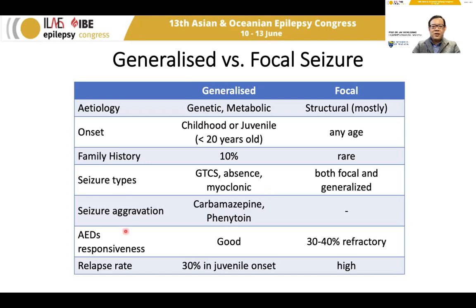And secondly, on the responsiveness to the anti-epileptic drugs, we know that for those with focal seizures, the responsiveness is much lower, and about 30 to 40% will be refractory. And therefore, it is important to differentiate the types of seizures in order to prognosticate the patients, as well as to choose which anti-epileptic drugs to use. In addition, it also helps us to plan investigations to identify the underlying cause.